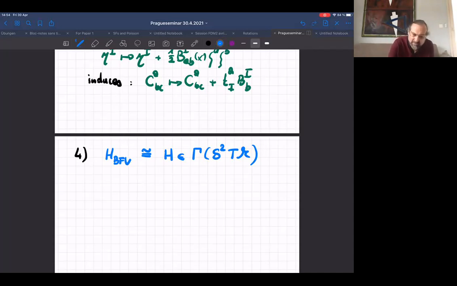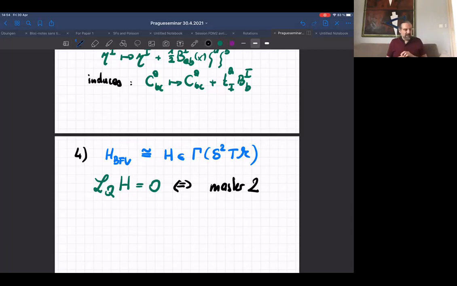So, and then the condition one has here is that the Lie derivative of this vector field Q on M should annihilate this H. This is now equivalent to the second master equation in this setting.